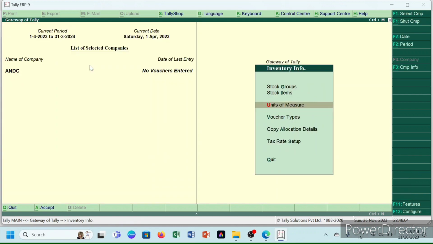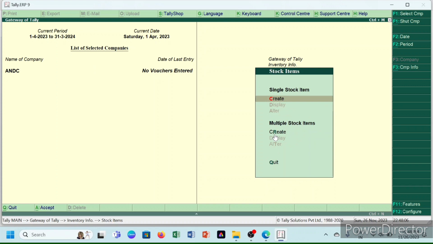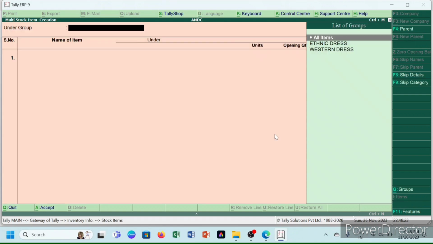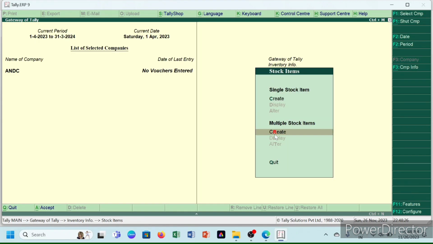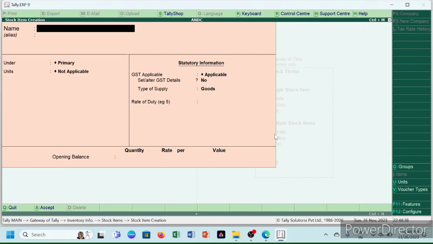Stock item. You can put stock items in single stock as well as in multiple stock. But since there is GST in this question, we have to use a single stock item. You can always use the create as well, multiple as well, and the single as well. But for GST, we can use single as it will be easy to use GST in the next step. Create.